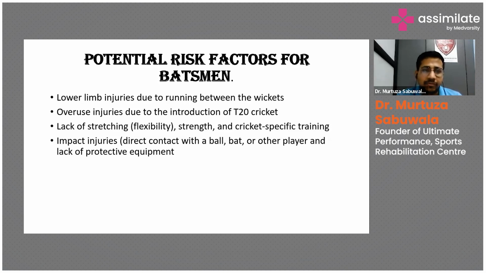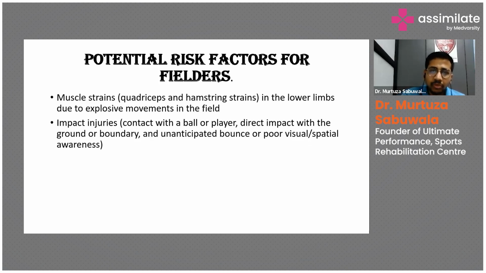Lack of stretch, flexibility, strength, and cricket specific training, and impact injuries, that is the hit, direct contact with the ball, bat, or other players, or lack of protective equipment. Potential risk factors for shoulders, muscle strain in the lower limb. Muscle strains are more common in the quadriceps and hamstrings due to explosive movement on the field, and impact injuries by the ball or due to any other reason.